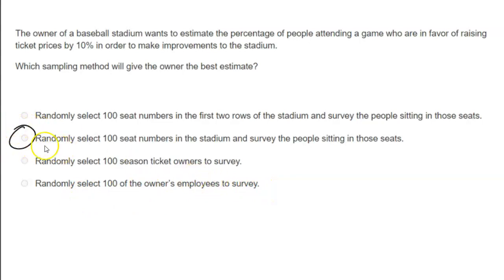This next one, this would be the best representative. Just 100 seats in the stadium. Those are all over the place. They could be the front row, they could be the nosebleeds, they could be an employee, they could be a season ticket owner, they could be a first time attendee. It's a really good representation of all of the people attending that game, and we're not narrowing our focus to a specific target.